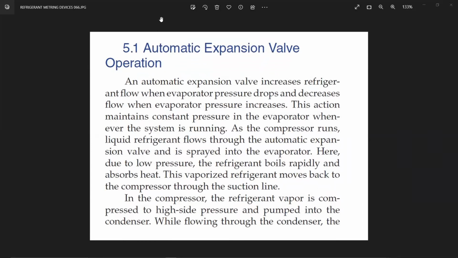So basically, it works like a pressure reducing valve, sir. Yeah, more or less. It maintains a constant pressure drop.